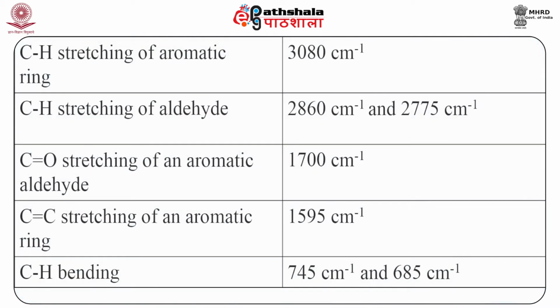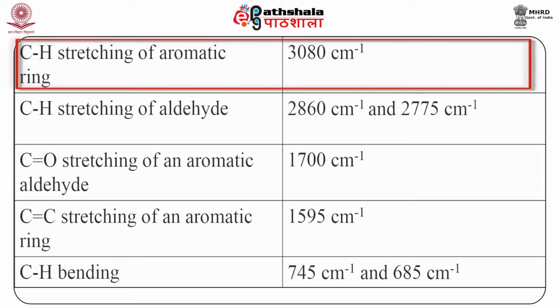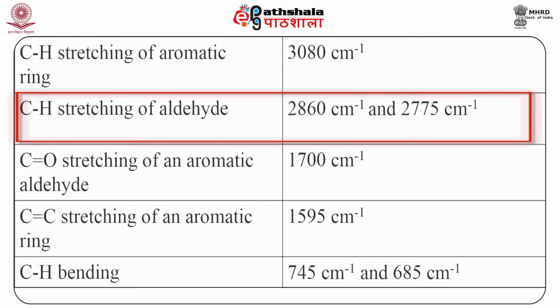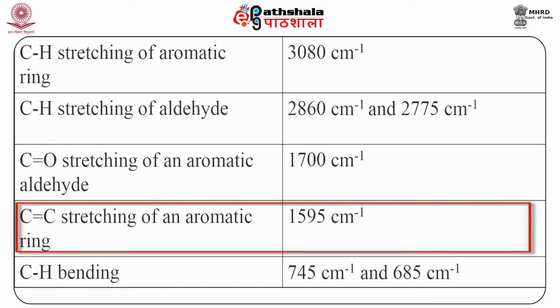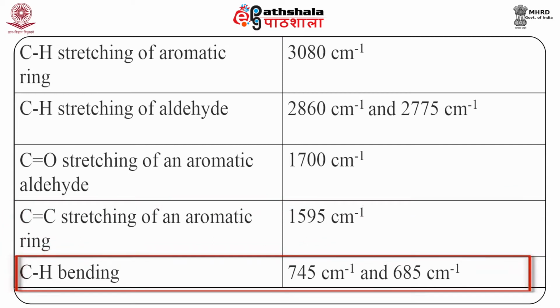For example, consider the IR spectrum of benzaldehyde, which is observed as this: CH stretching of the aromatic ring occurs at 3080 cm⁻¹, CH stretching of the aldehyde comes out at 2860 cm⁻¹ and 2775 cm⁻¹. The carbonyl stretching of an aromatic aldehyde comes at around 1700 cm⁻¹. The C=C stretching in aromatic compounds occurs at around 1595 cm⁻¹. However, the CH bending in aromatic compounds comes at around 745 cm⁻¹ and 685 cm⁻¹.